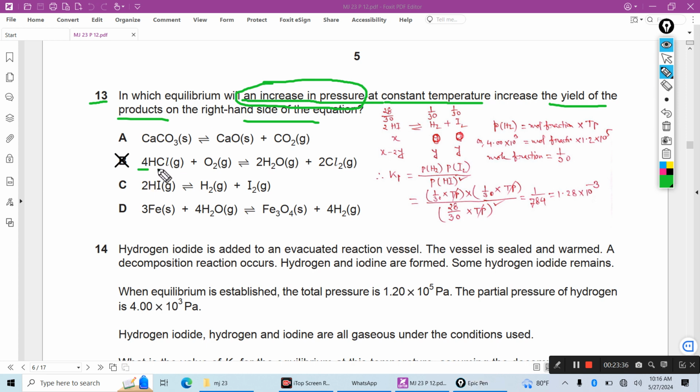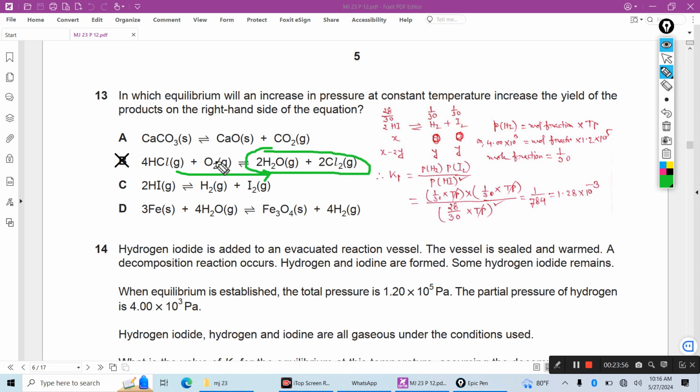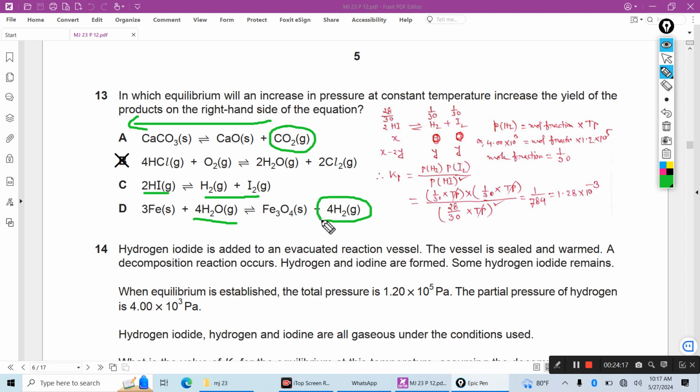So here 4 mole, 1 mole, 5 mole. The right side has 2 plus 2, 4 mole. So for B, if you increase the pressure, equilibrium will move from left to right. So if left to right, the yield of product will increase. So B is the right answer. Why is C wrong? Same mole, so no effect. Here the right hand side has more mole, so it will go right to left. This is a wrong answer. And this one has 4 mole, same mole, so there is no effect of increasing pressure.